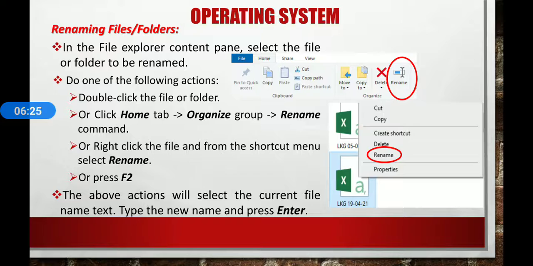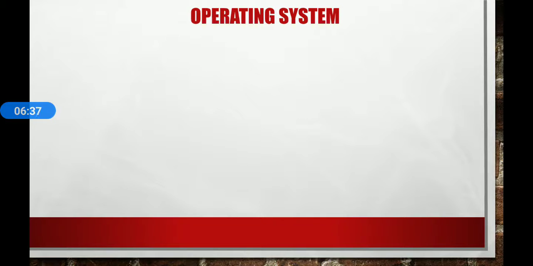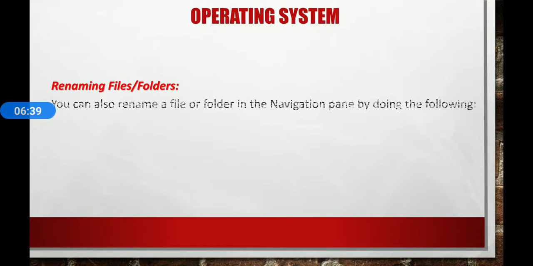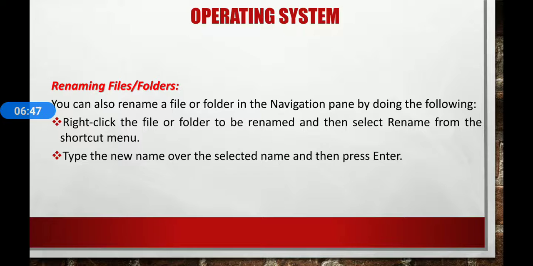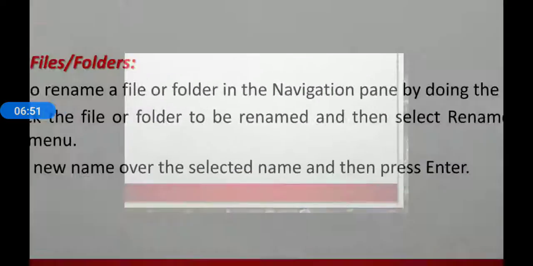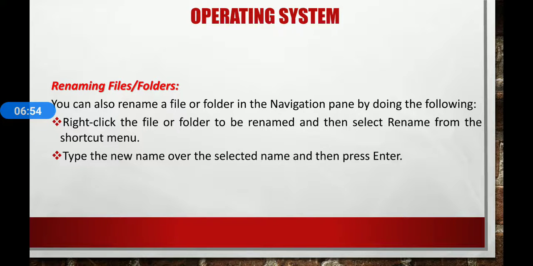The above action will select the current file name text, type the new file name and press enter key. You can also rename a file or folder in the navigation pane by doing the following. Right click the file or folder to be renamed and select rename from the shortcut menu, then type the new name over the selected text and then press enter key.